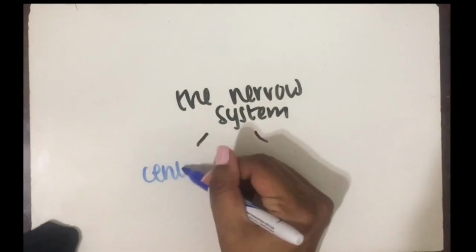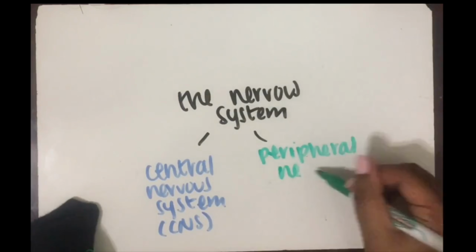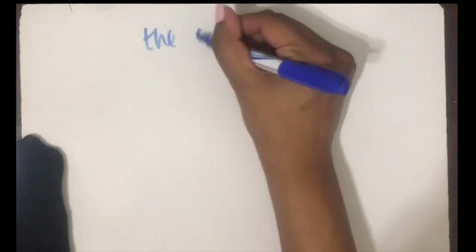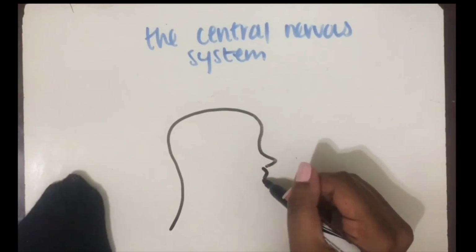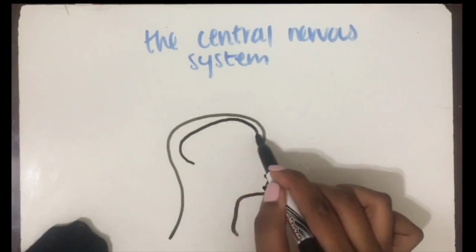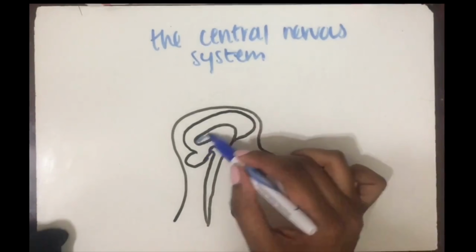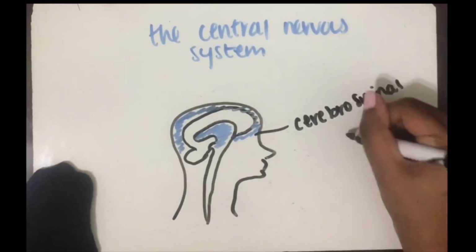The nervous system is made of two parts, the central nervous system, known as the CNS, and the peripheral nervous system, known as the PNS. The central nervous system is made up of two main parts, the brain and the spinal cord. Surrounding the brain is cerebrospinal fluid, which occupies the subarachnoid space. This spinal fluid serves as a shock absorber to ensure the brain does not get damaged.